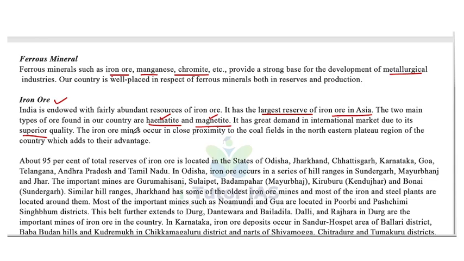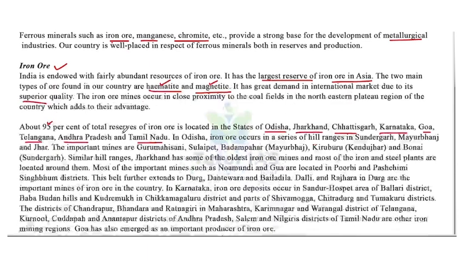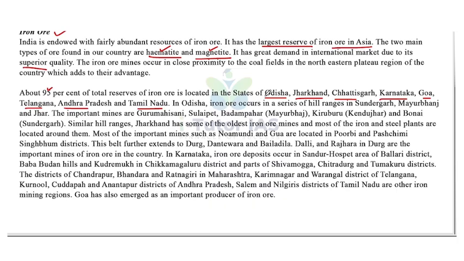The iron ore mines occur in close proximity to the coalfields in the northeastern plateau region of the country, which adds to their advantage. About 95% of the total reserves of iron ore is located in the states of Odisha, Jharkhand, Chhattisgarh, Karnataka, Goa, Telangana, Andhra Pradesh, and Tamil Nadu.